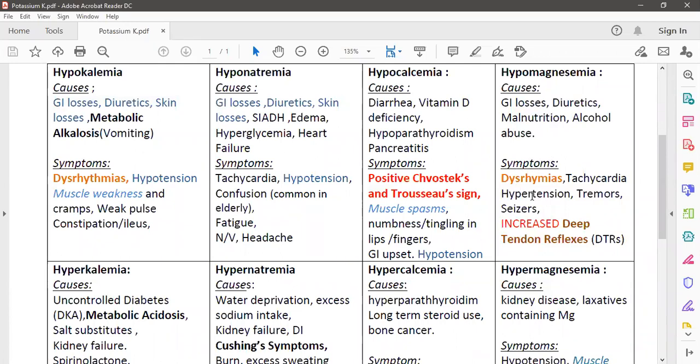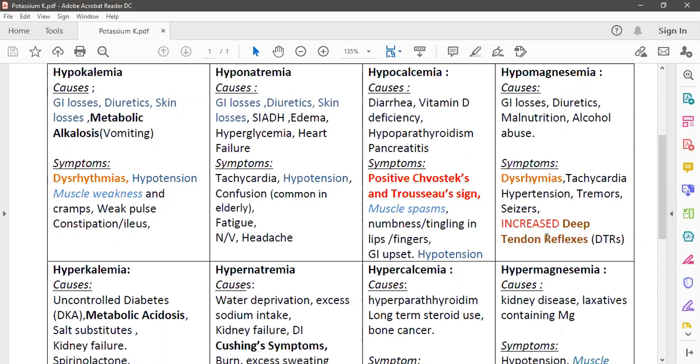The patient easily develops dysrhythmias, tachycardia, hypertension, tremor, and seizure. So neuromuscular irritability with a tremor or a seizure. If your patient develops a seizure, seizure precautions are the first priority. Increased reflexes. What reflex? Deep tendon reflex. Increased.